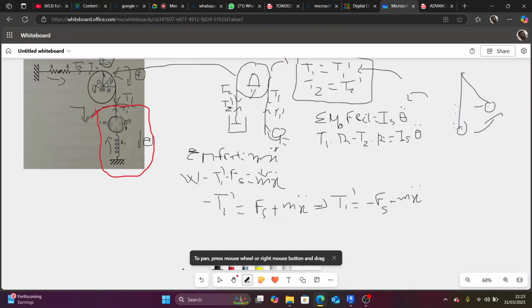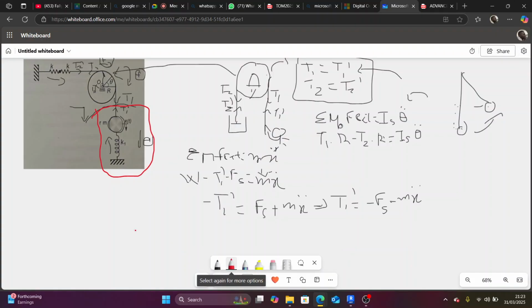But before we do that, my brother, do you guys understand what I'm doing? Yes, we see. Sir, I just wanted to confirm something. The T1 and T2, is it always directed away from the pulley? Yes. It's always directed away. Okay, thank you.